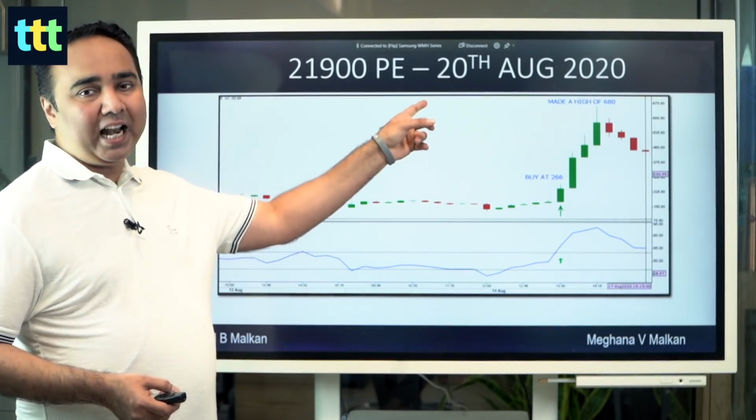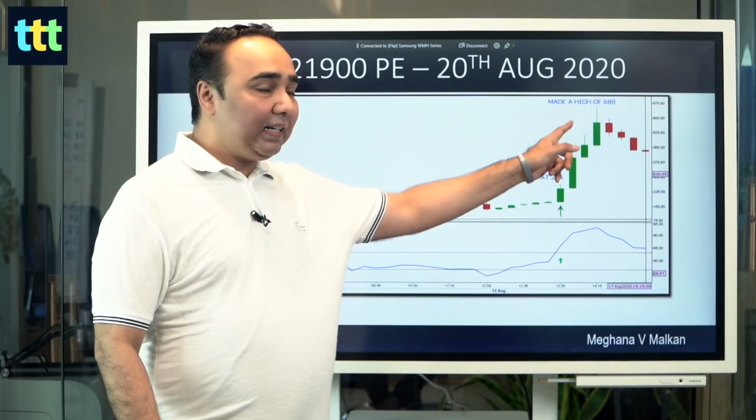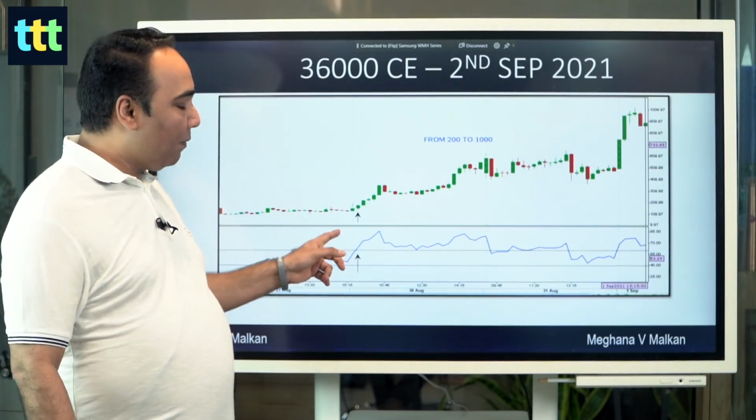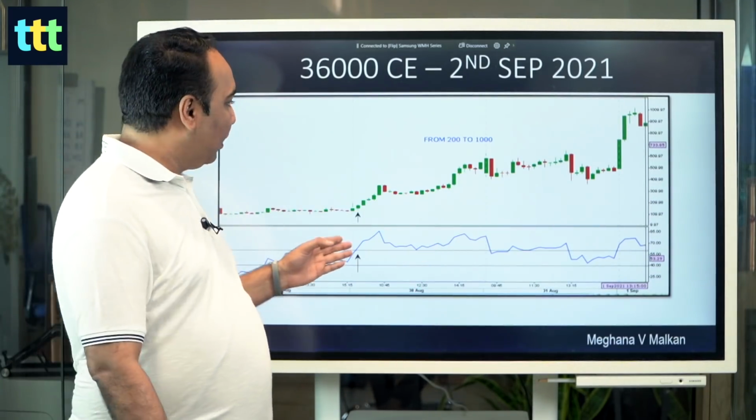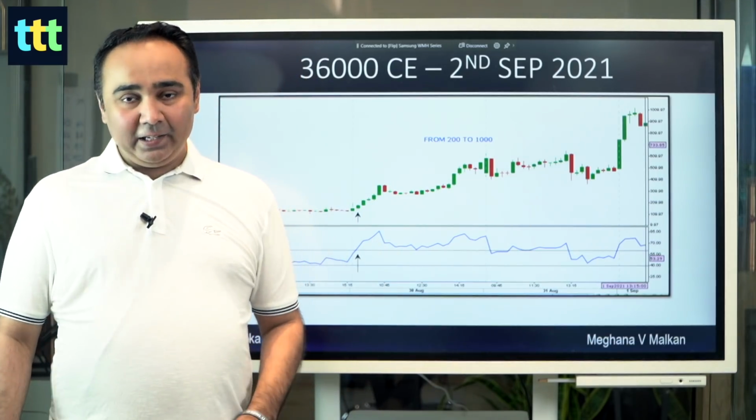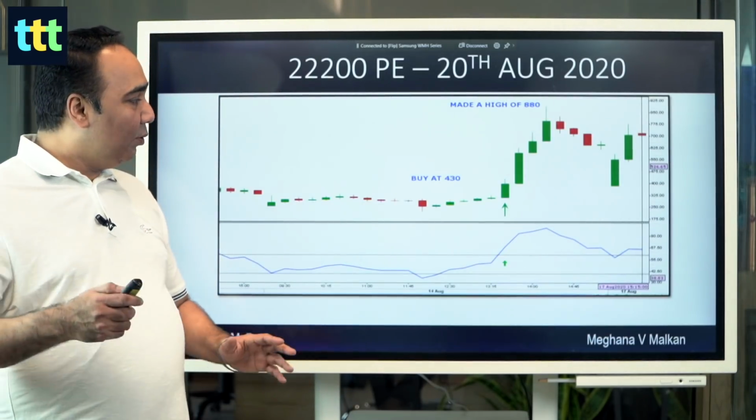It's a put chart. That means the markets are going down, but in that case, I'm going to buy a put. And before that was a call chart. So in that case, I'm buying a call, and then it goes all the way from 200 to 1,000 within a single day. Right, so there's huge potential, huge opportunity.